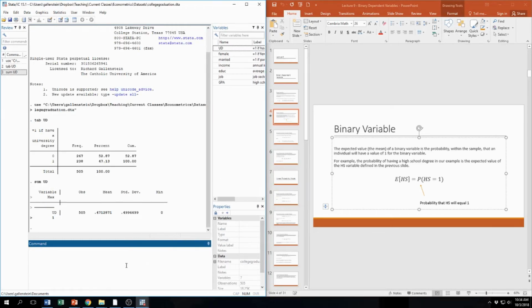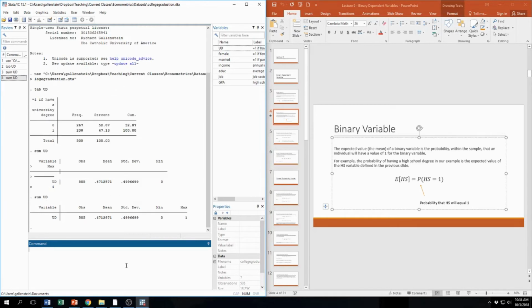I'm going to do that again. Sum UD. All right. So the average, the expected value of the university degree variable is 0.47. That means 47% of our sample has a university degree. That means there is a 47% probability that any individual in the data set has a university degree.